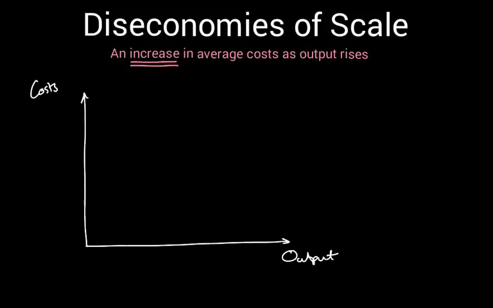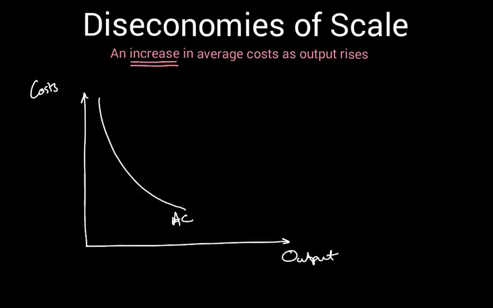We saw in the previous video that there are 6 possible reasons why a business may see its average costs fall as it increases its output. And the result of that would be that it benefits from a downward sloping average cost curve like this. And we've said that this is called economies of scale.